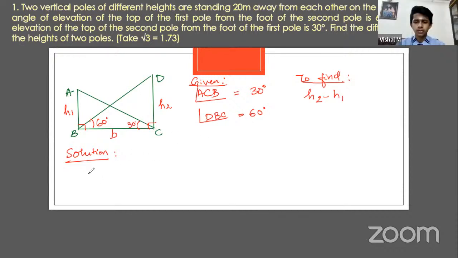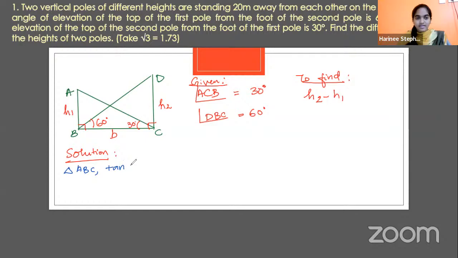Tan, obviously, because AC and DB are of no use. We don't want the hypotenuse. We are talking only about the opposite and adjacent. So let's take first the triangle ABC. In that, tan 30 degree is going to be AB by BC, which is 1 upon root 3 is equal to AB, which is H1, upon base. So let's write base is equal to root 3 H1.